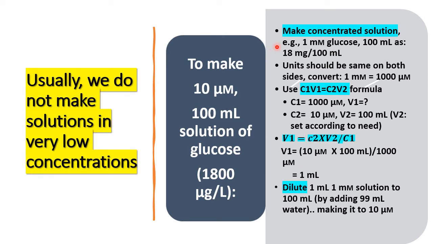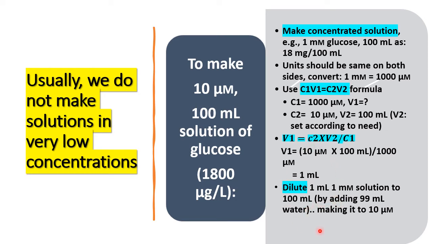Here is just another example. You want to make 100 ml of 10 micromolar glucose solution. So here again you have to make a concentrated solution, for example 1 millimolar, by dissolving 18 milligram in 100 ml. Using the same formula, and the units should be the same on both sides, so you can put that here, and what you get is 1 milliliter. It means you can dilute 1 milliliter of 1 millimolar solution to 100 ml by adding 99 ml water.